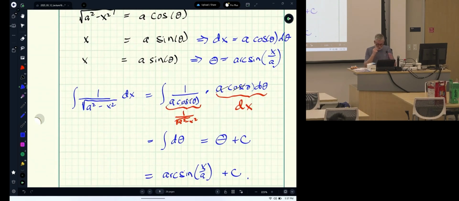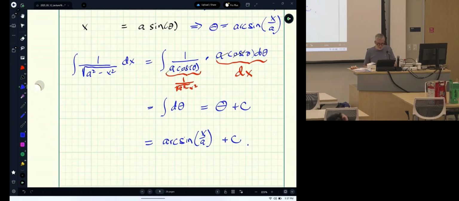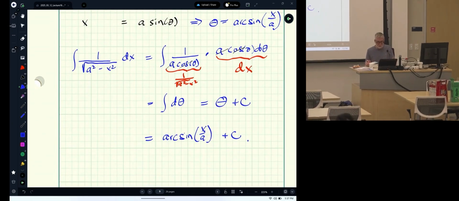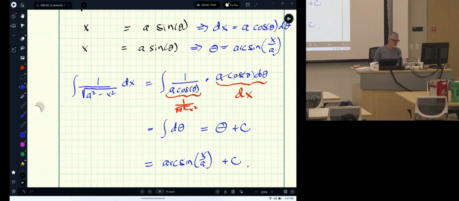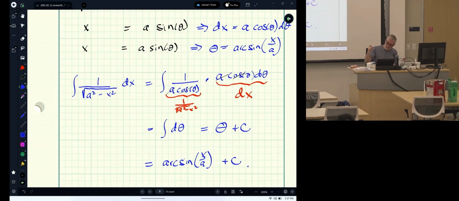But if I were just to tell you that the antiderivative of 1 over a squared minus x squared is arc sine of x over a, you would kind of go, where does that come from? Totally, where does that come from? Yeah, so I see the comment online about how in Math 116 we were never taught why they work, just when to use them. Yay!